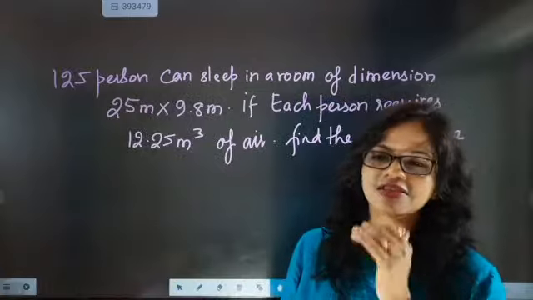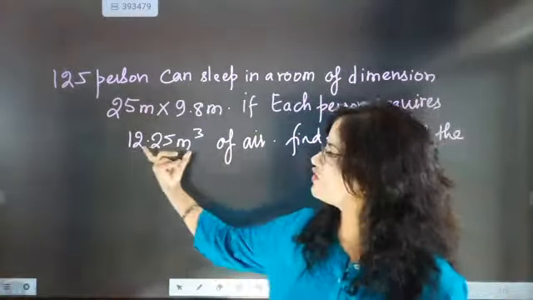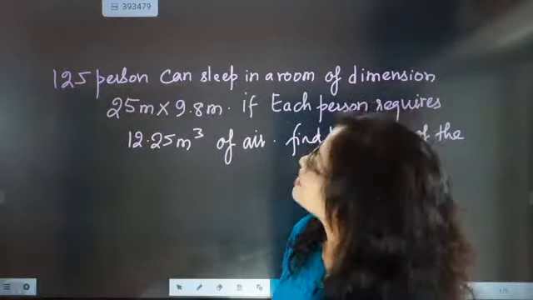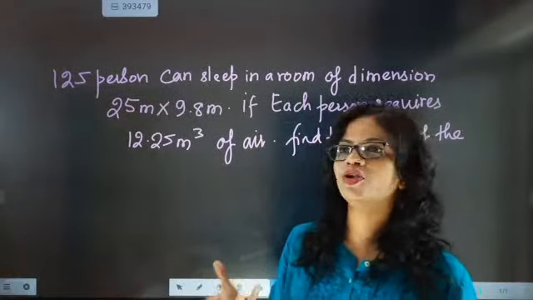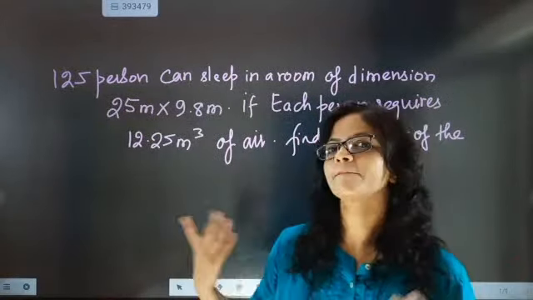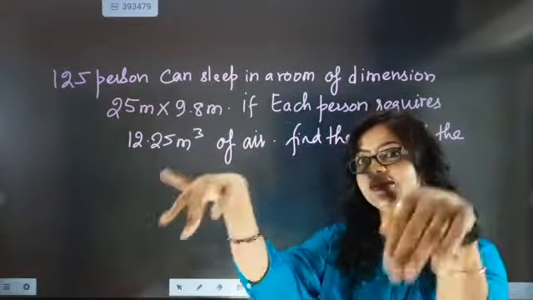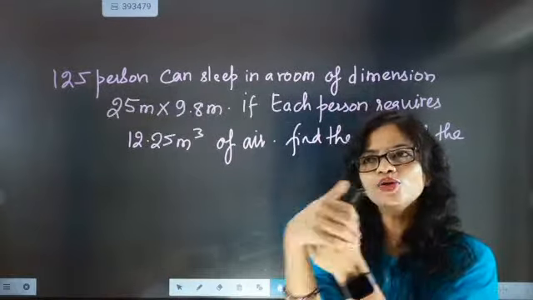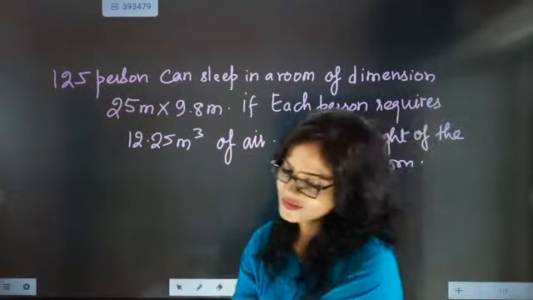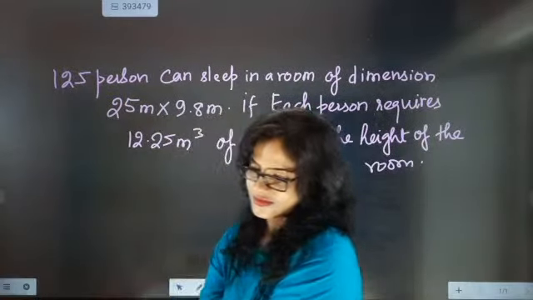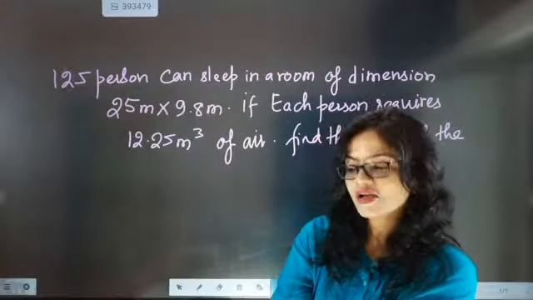Okay, exactly. Think about one person needing this much volume, and in total how many persons are there? 125 persons are there. So how much volume will 125 persons take? Exactly 125 persons are inside that room, so the volume for 125 persons will be equal to the volume of the room. Now think about it.